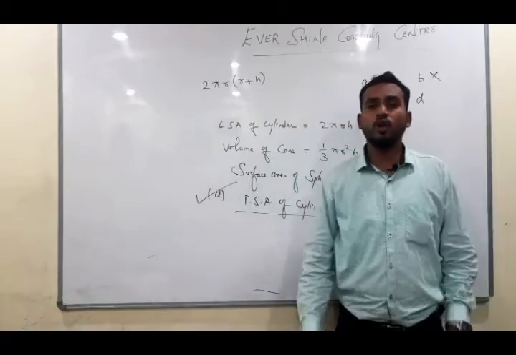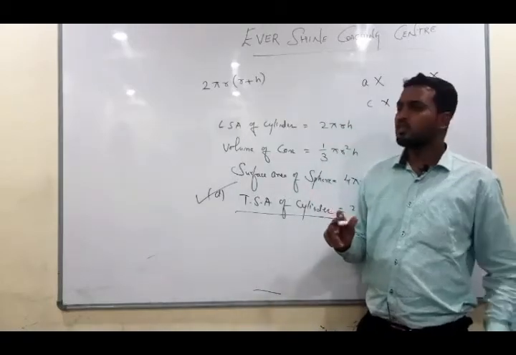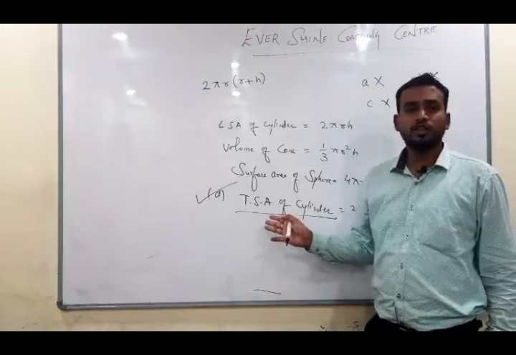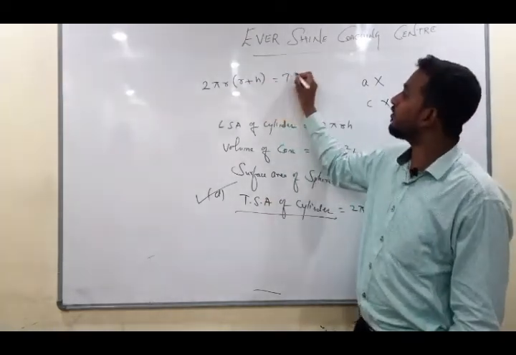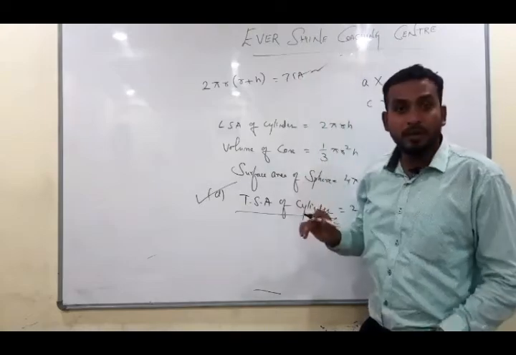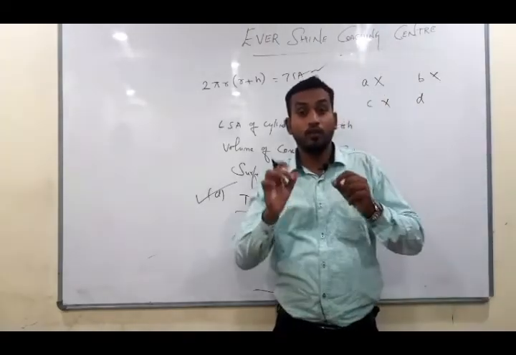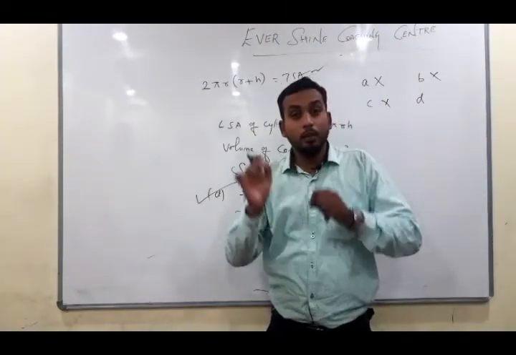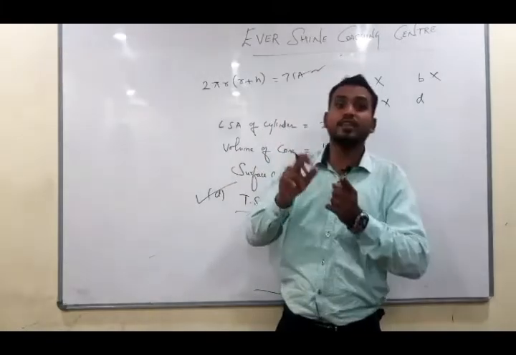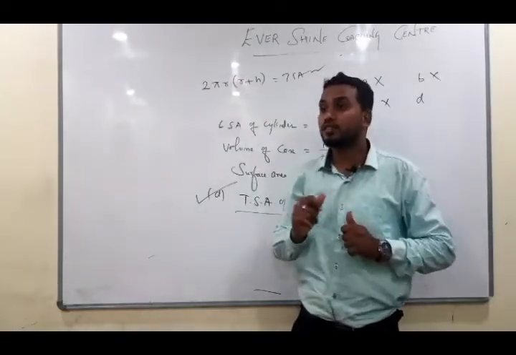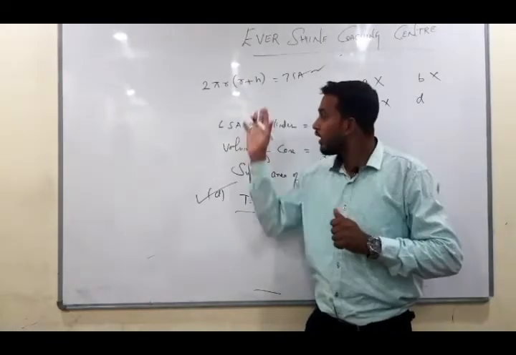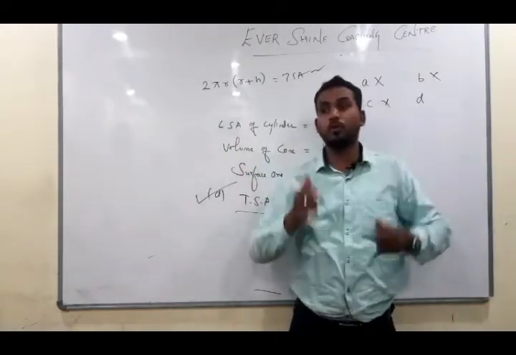Now you can ask me, sir, why did you write all these things? Why can't you directly write 2 pi r into r plus h is total surface area of cylinder? Because remember this, whenever you are practicing something, maybe that option is not the answer, but still you need to remember what is the formula for this. Maybe among these, any one other question can come in your board exam.